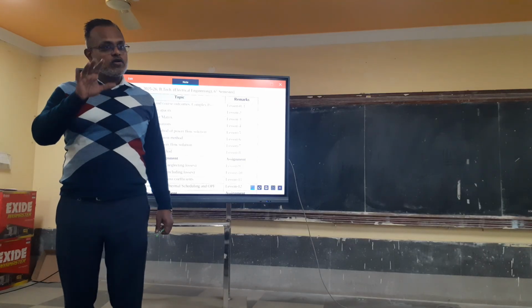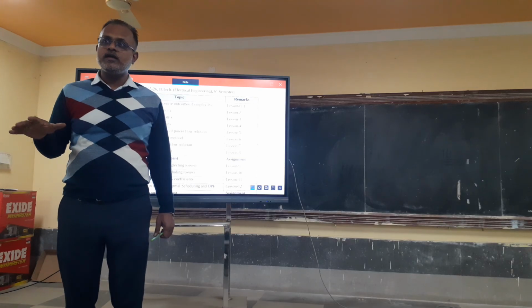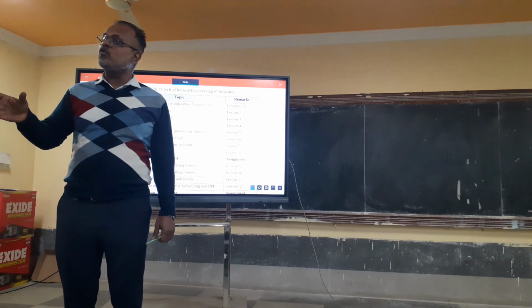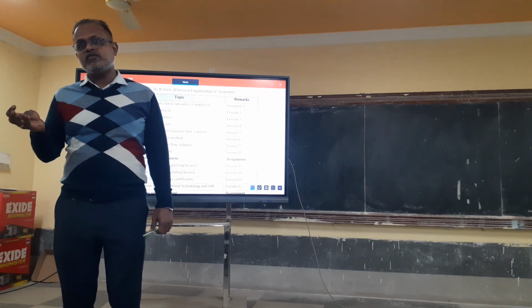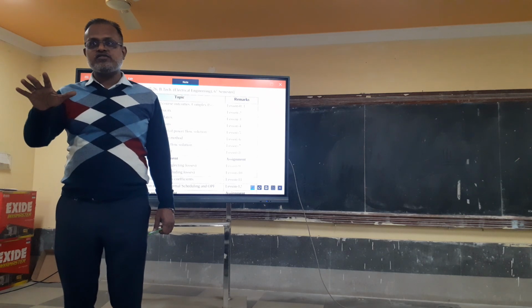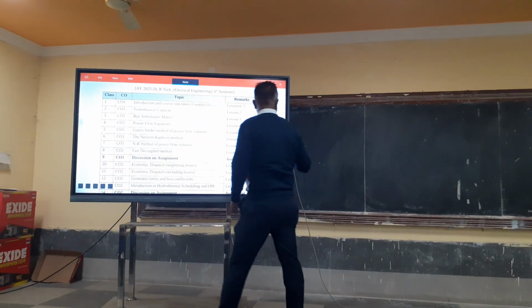Okay. For all the methods you have code in your power system lab. Those who will perform this load flow experiment will see the code for all these methods. Gauss-Seidel, Newton-Raphson, fast decoupled, all code is there. You need to understand that. We will discuss the code here. Okay. So we'll move to Gauss-Seidel method.